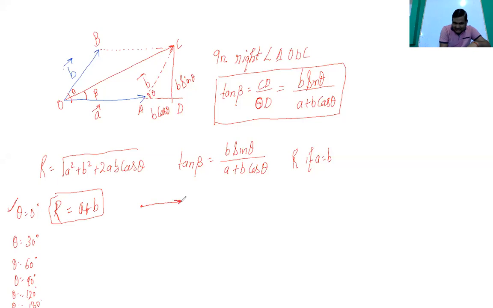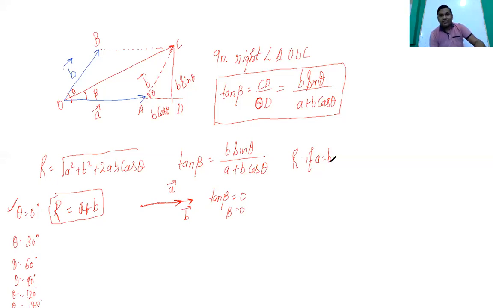If the A vector is there and the B vector coincides with it, both are collinear, co-initial as well as collinear. That's why the angle between these two vectors is 0 degree. Now the resultant will also be at 0 degree. If you write tan beta, B sin 0 is 0, and 0 by any number is always 0.